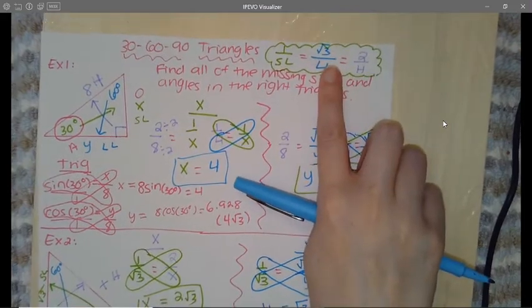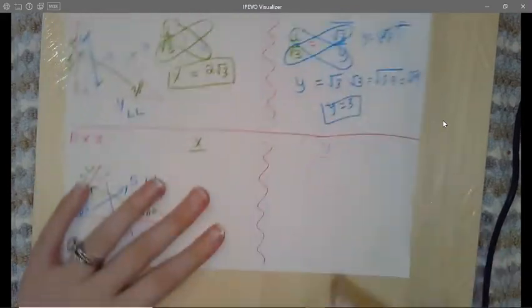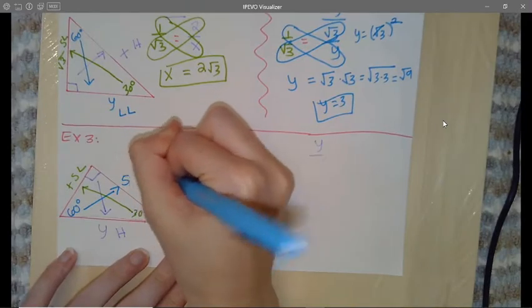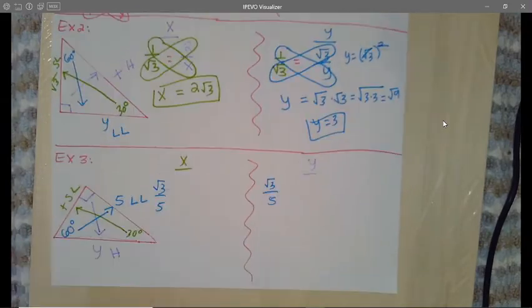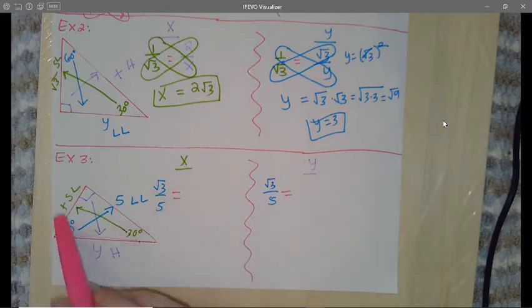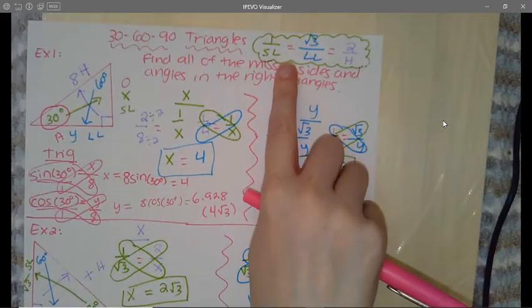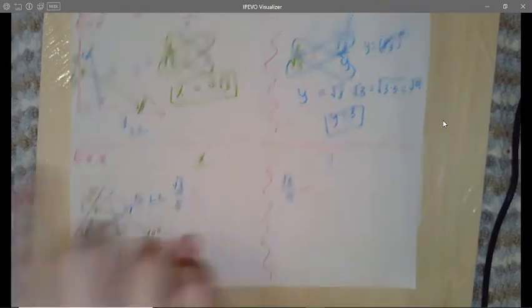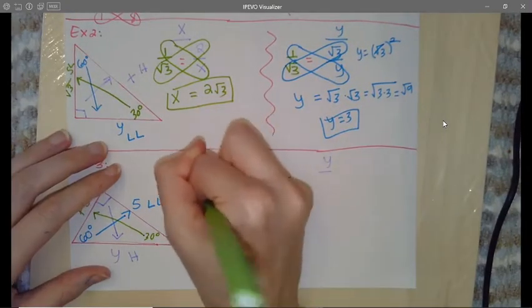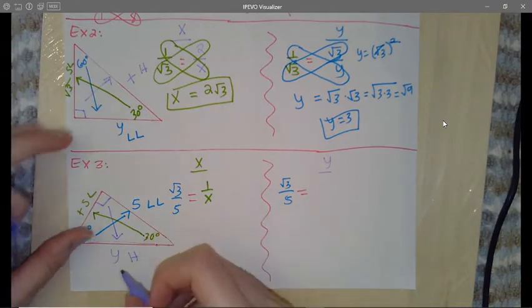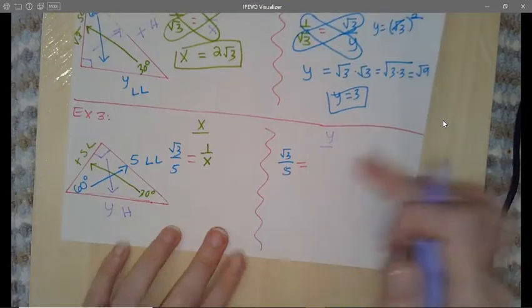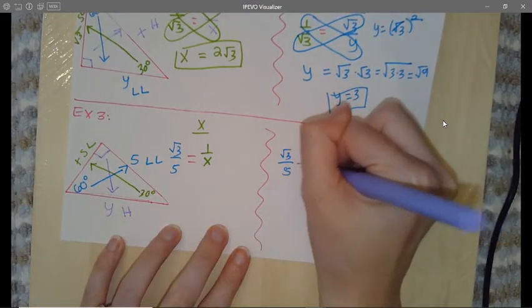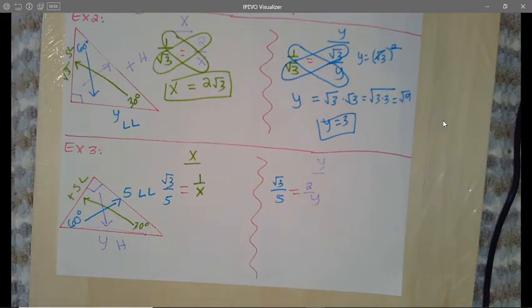And the long leg ratio is root 3 over long leg. So it's going to be root 3 over the long leg, which is 5. Okay, and let's set up these proportions so we can start cross multiplying. On this one, x is the short leg. The short leg ratio is 1 over short leg, which happens to be x, so it'd be 1 over x. On this side, y is the hypotenuse. The hypotenuse ratio is 2 over the hypotenuse, which happens to be y. So 2 over y.